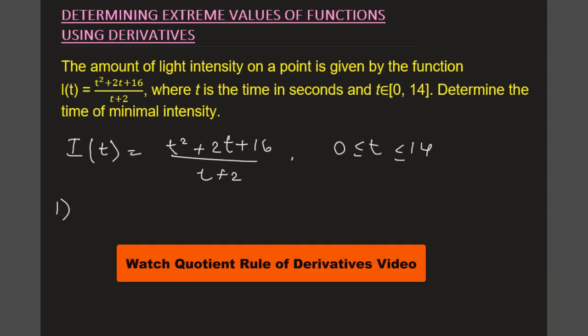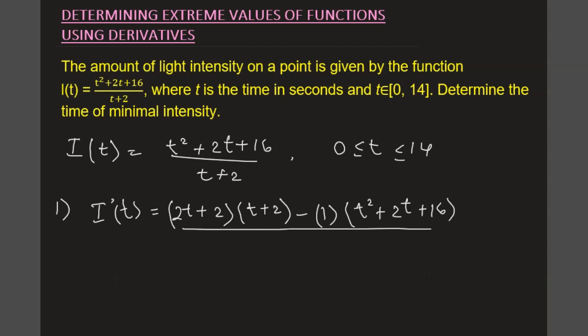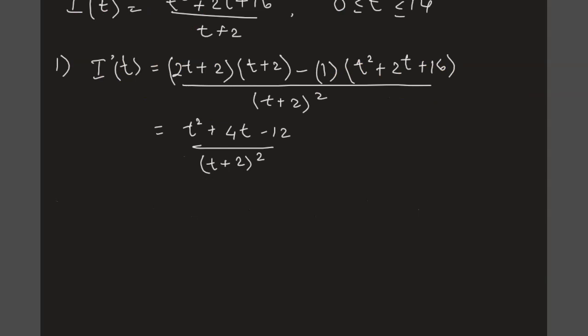The first step is to find the derivative of intensity, and since this is a fraction, we would apply the quotient rule on it. So we will be doing the derivative of the numerator times the denominator minus the derivative of the denominator times the numerator, divided by the denominator squared. This gives us our derivative.